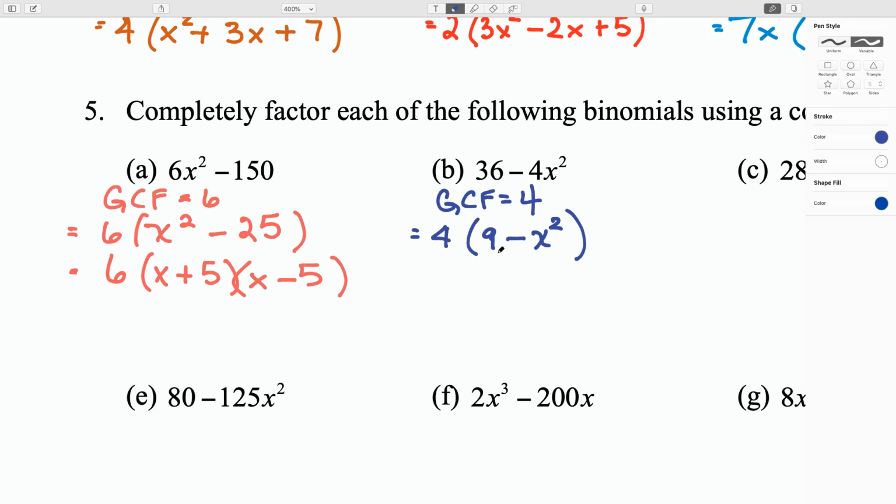Now I have to factor the difference of perfect squares. 9 is a perfect square, and so is x squared. So I bring down my 4. And now I think, what is the square root of 9? 3. So I put a 3 and a 3 in the front of both binomials. And then I put different signs, plus and minus. And I have to put x and x to get x squared.